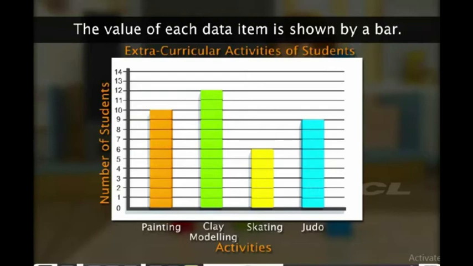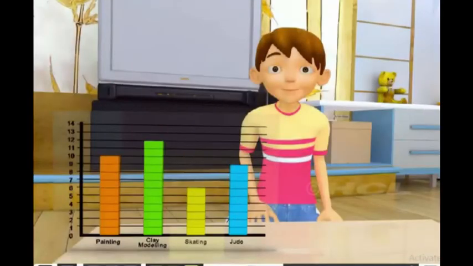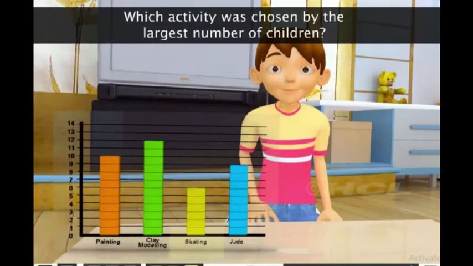For example, the top of the bar for the activity painting reads 10 on the scale. So, 10 children have chosen painting as their extracurricular activity. By looking at the chart, can you tell which activity has been chosen by the largest number of children?